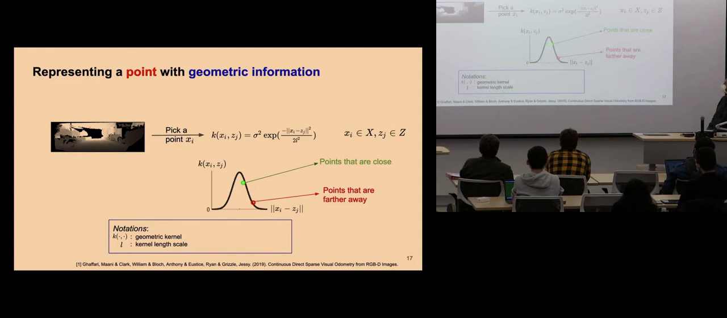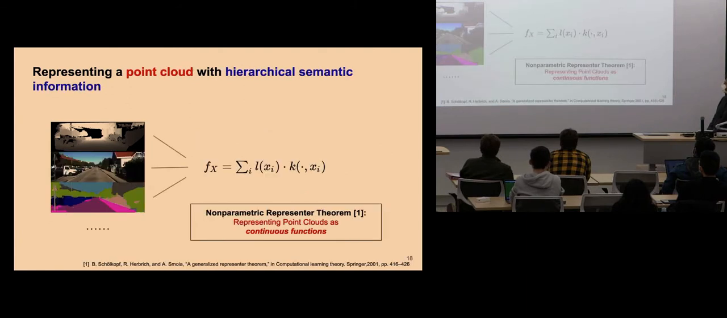Besides the hierarchical semantic information, we also encode the geometric information with a square exponential kernel. This kernel will have larger values for points that are close, and very, very small values for points that are far away. So we do this for all the points, and we obtain a function representation for the entire point cloud, f(x). It is essentially a weighted sum of geometric kernels, while the weights are the labels.